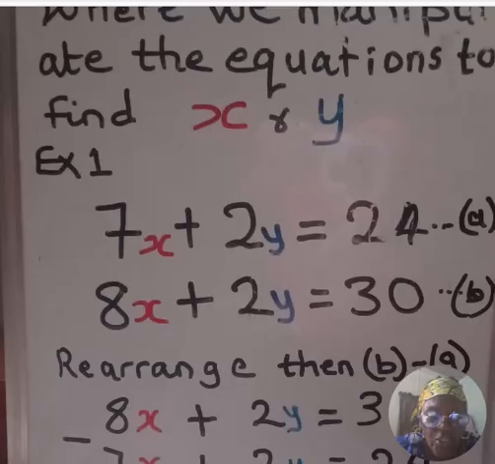So how do we solve such equations? We have two unknowns that we want to find, which are x and y. So how do we manipulate? The first thing we need to do is to eliminate one of the unknowns, either x or y. Once we have eliminated one by manipulating the equation, then we can find the other.